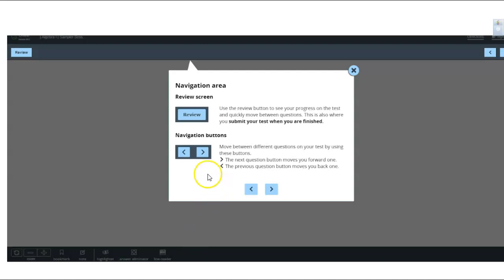Navigation buttons, so you can go left to right. So like if you press the back button, which is actually this button, it'll take you back to wherever you were at before. If you go to the right or the forward button, it'll take you to the next one.